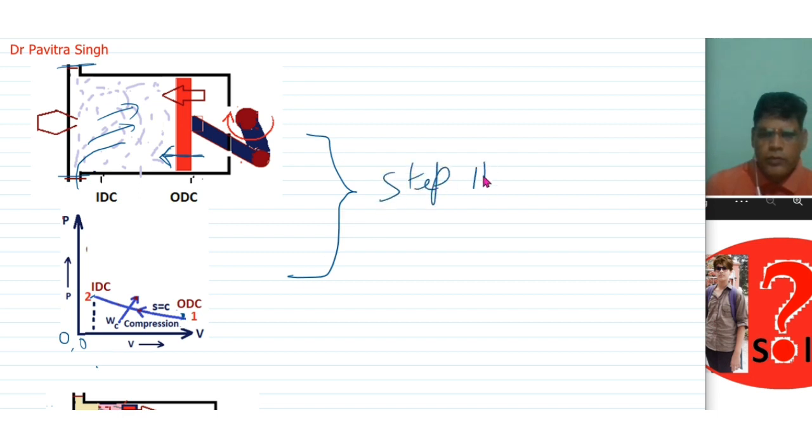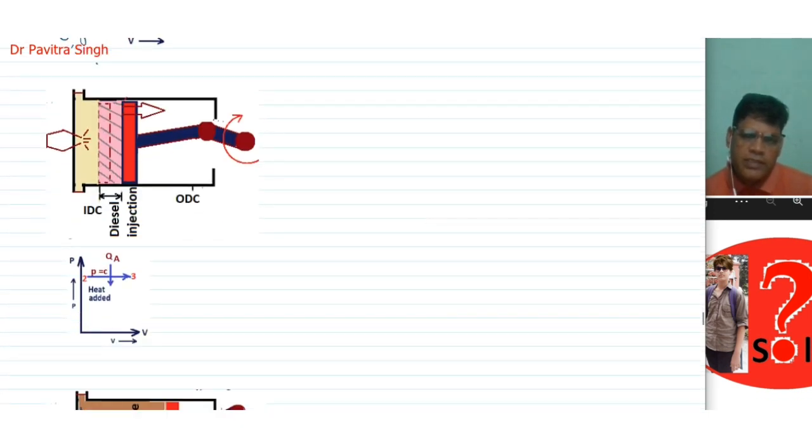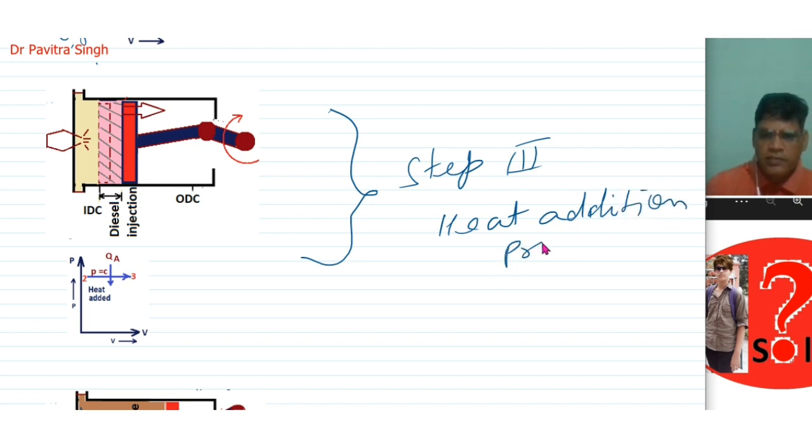Step 2 means compression stroke. Okay, now we will talk about the third process, heat addition. So this is step 3, the heat addition process or stroke.